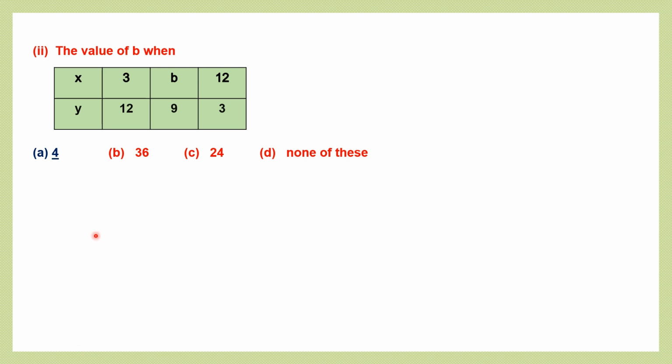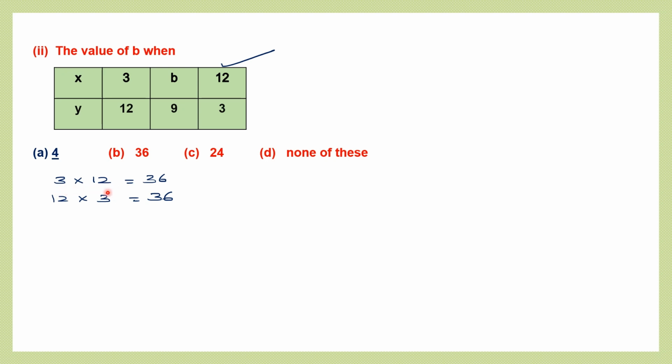So that means x and y must be in inverse variation. In inverse variation, the product of x and y will be a constant. That means x into y will be the same as x1 into y1, x2 into y2, x3 into y3. So let's take the values that are there. So we have 3 and 12. So let's do 3 into 12. 3 twelves are 36. Now let's take this. 12 into 3. 12 into 3 is also 36. So here can you see when you found the product, the answer is the same. That means x into y is a constant.